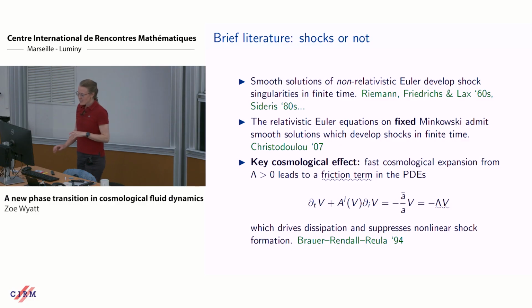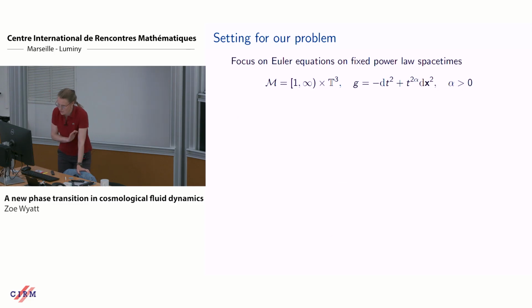In this setting, they had lambda positive, fast cosmological expansion. What it does in the PDEs is it gives you lots of what I might think of as friction terms, damping terms rather, which lead to global existence, and you don't get shock formation. So this is a very brief literature review. Let me now tell you the setting for our problem.